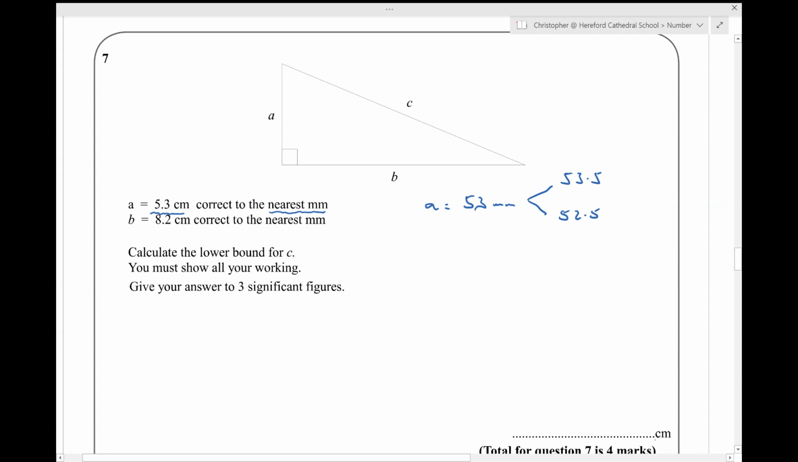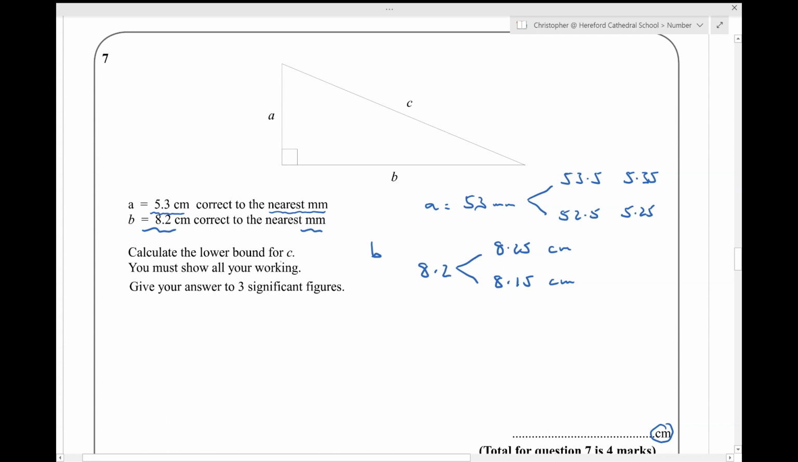However, at the end of the day, I'm working in centimetres. So I'm now going to convert that back into centimetres, because my answer's in centimetres. Right, let's look at B. For B, there's the same complication. It's 8.2 centimetres to the nearest millimetre. So that's going to be 8.25 as an upper bound and 8.15 as a lower bound. And those are both in centimetres, because I haven't converted to millimetres and back again in that case.